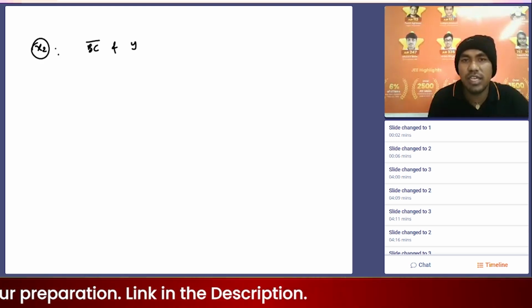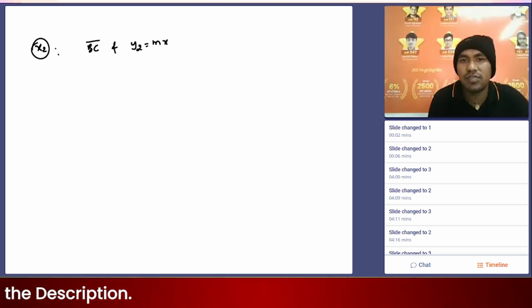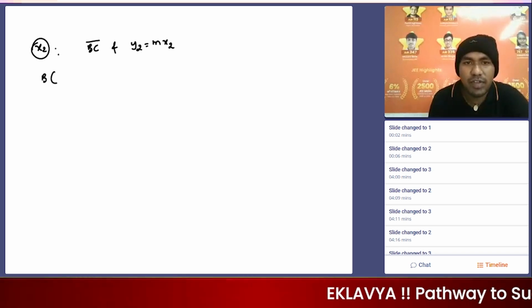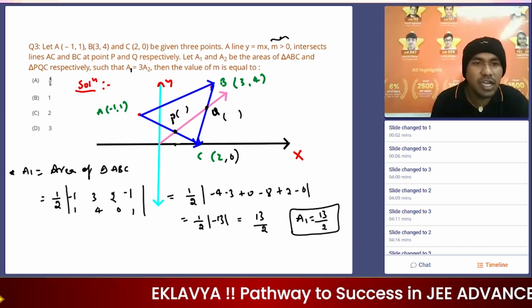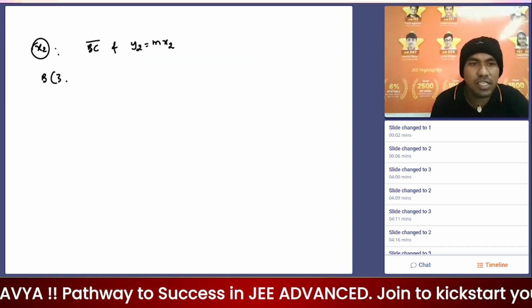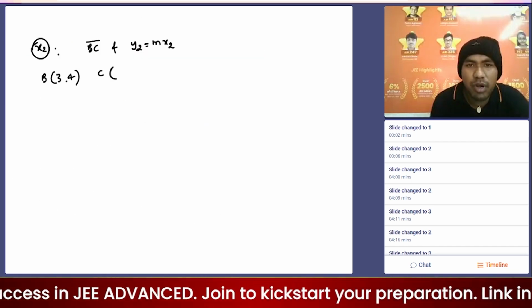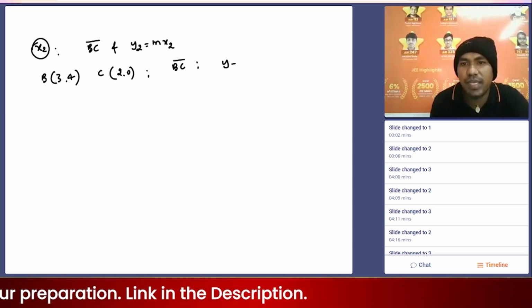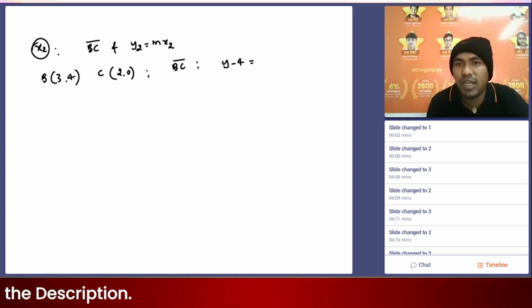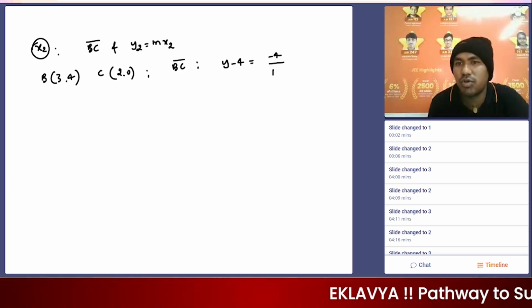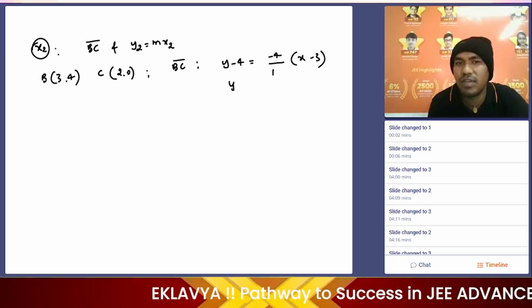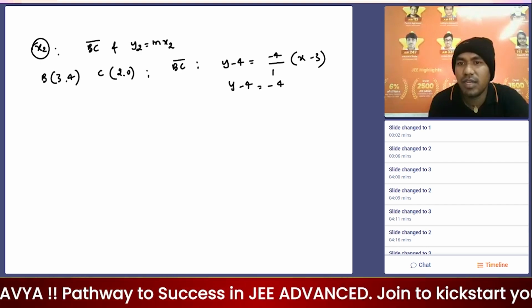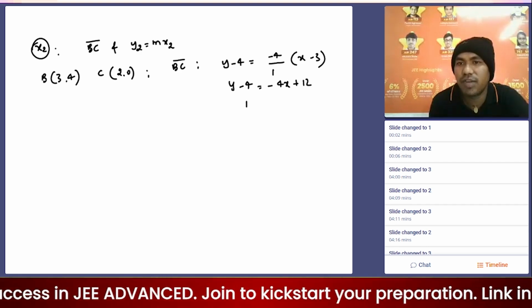By solving the equation of BC, and this y2 is equal to mx2. Point B we have as (3, 4), and point C we have as (2, 0). Then the equation of BC will become y minus 4 equals (0 minus 4) upon (2 minus 3), that is 1 time of x minus 3. Now y minus 4 is equal to minus 4x plus 12.